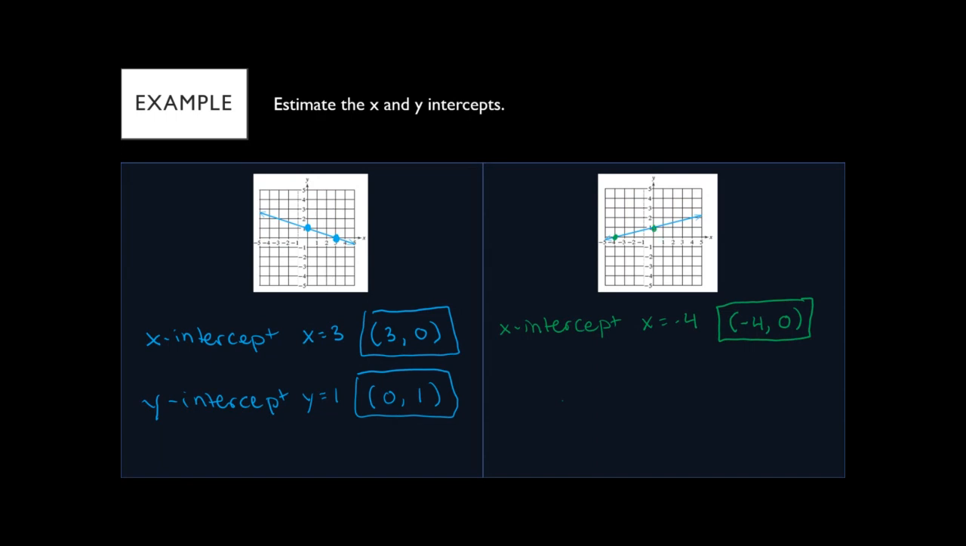And then the y here is at 1. So our y-intercept is at y equals 1, which gives us the ordered pair 0, 1, which matches with the other graph. They have the same y-intercept, but the x-intercepts are different, and so the graphs look different. Any questions?